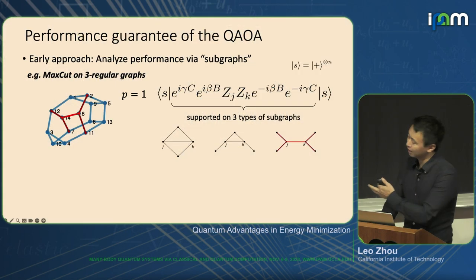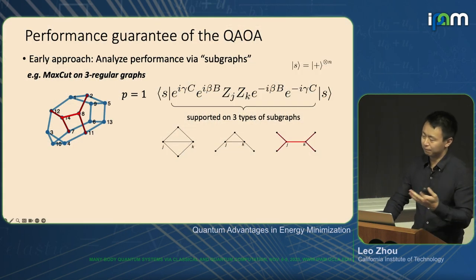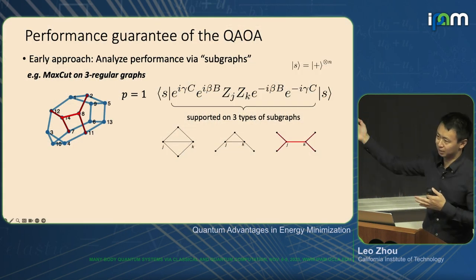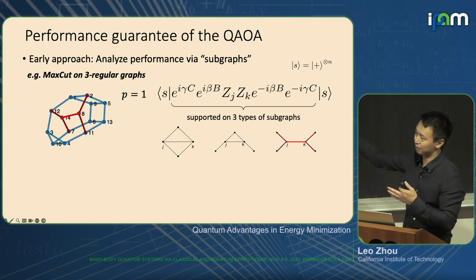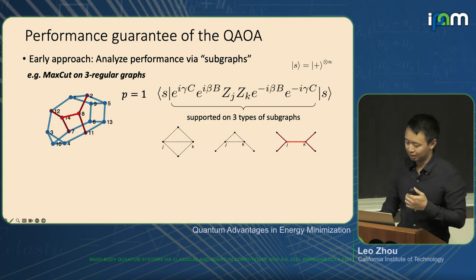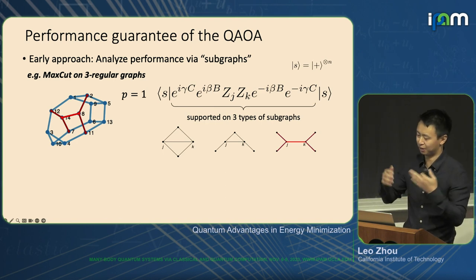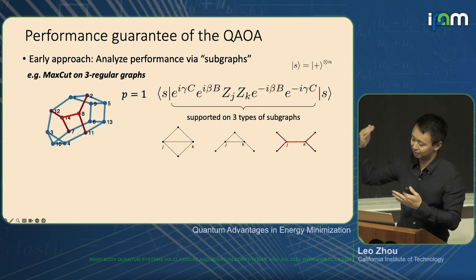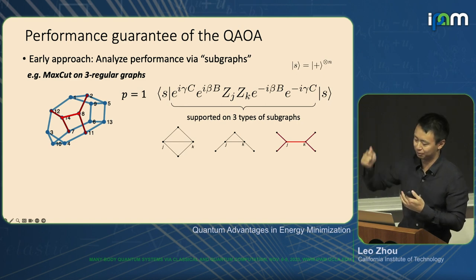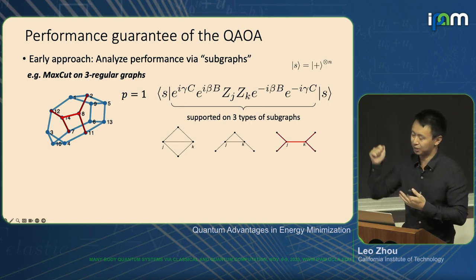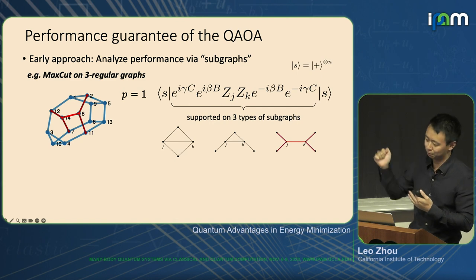Okay, so what this means is that even though the quantum state could be very complicated, it's actually highly entangled, and sampling from this is classically hard. But you could still compute this by looking at, if you're giving me any three regular graph, no matter how large it is, you can basically go through every single edge and classify them according to which subgraph type it is, and then you can evaluate the performance of the algorithm without having a quantum computer.